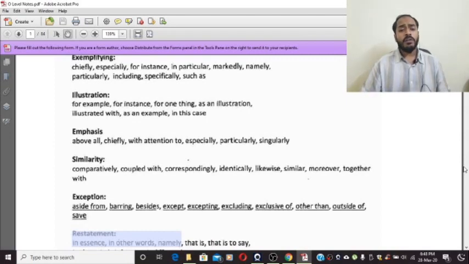Next word I'm going to talk about is exception. Exception over here means excluding. Okay, now what does it mean by excluding?